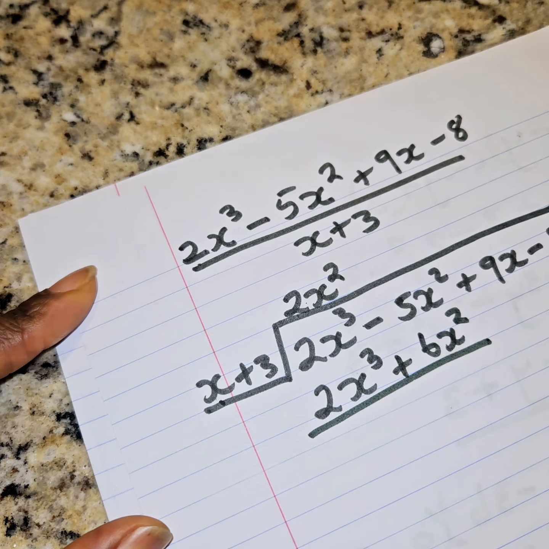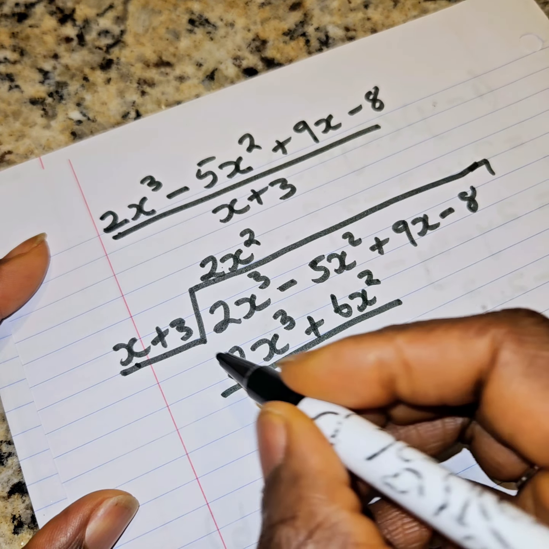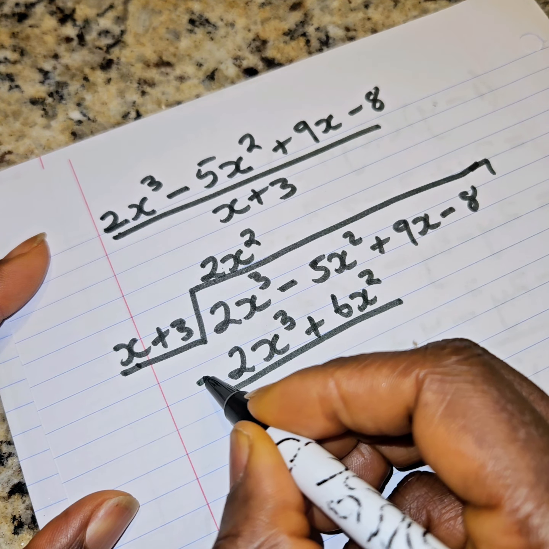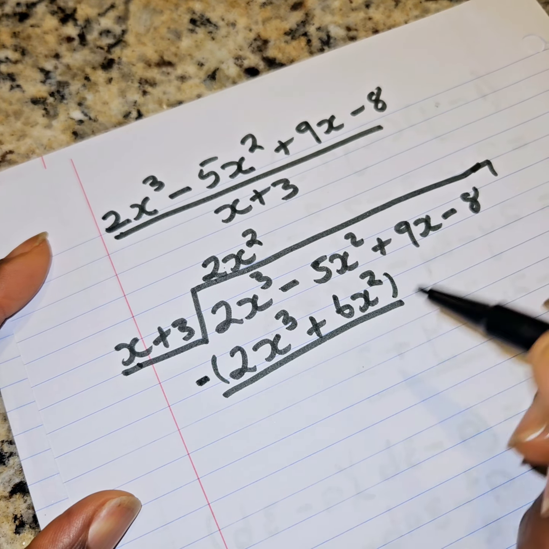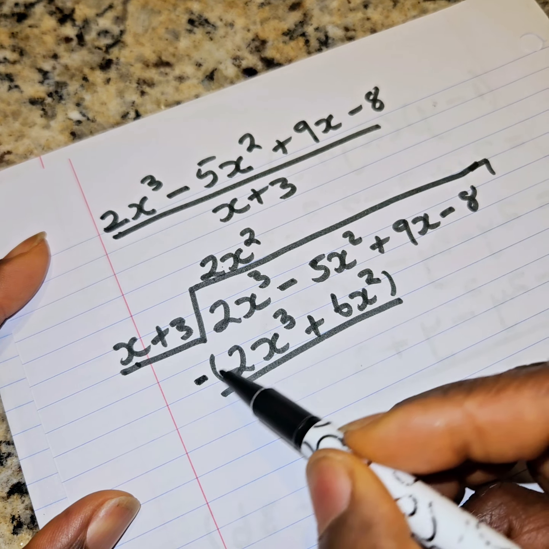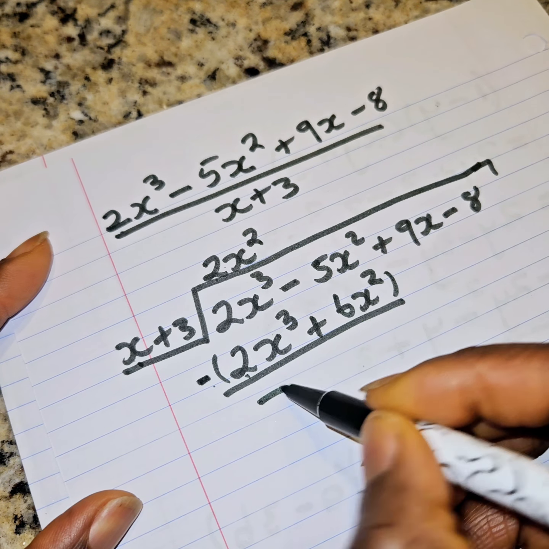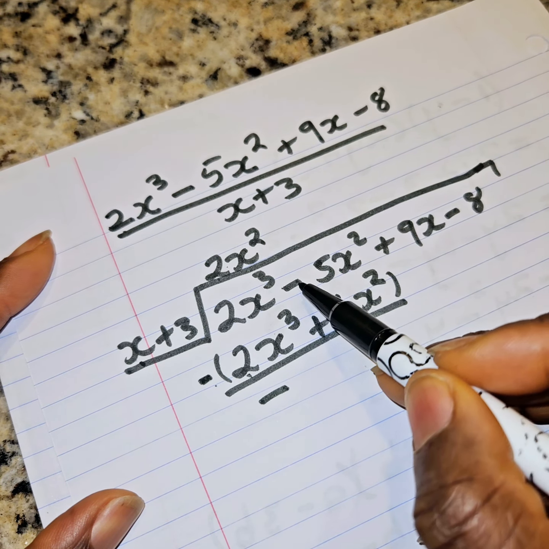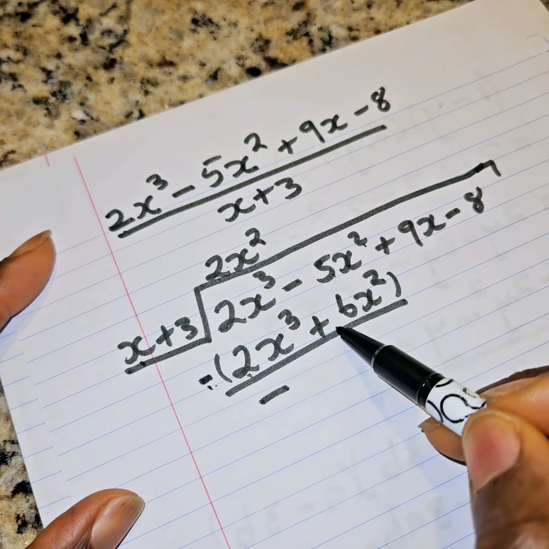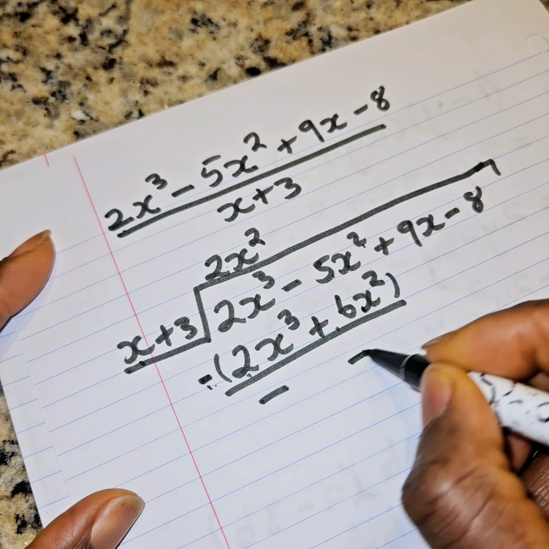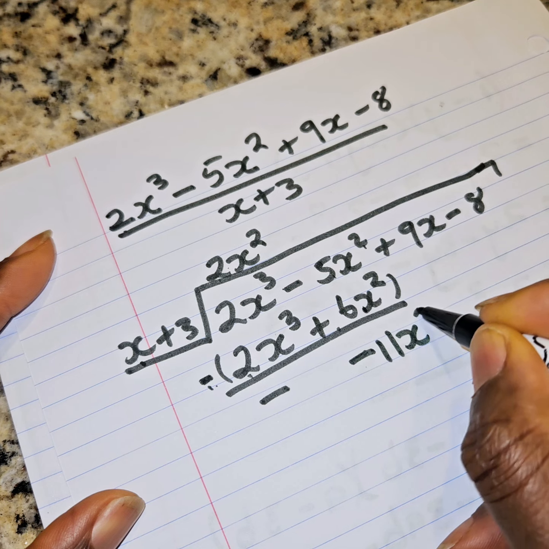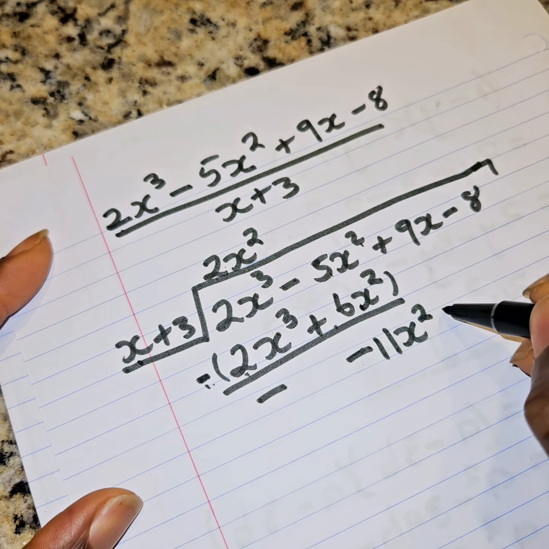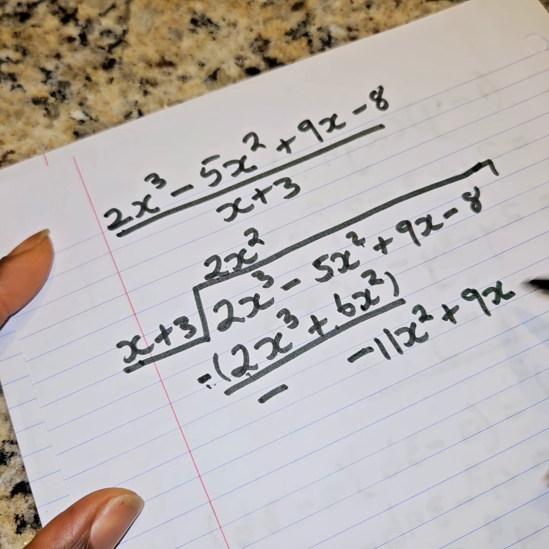The next thing is the same as we do in a long division problem. I'll put a negative sign here. And I'll do 2x cubed minus 2x cubed is 0. Minus 5x squared minus 6x squared is negative 11x squared. Then I will bring down plus 9x.